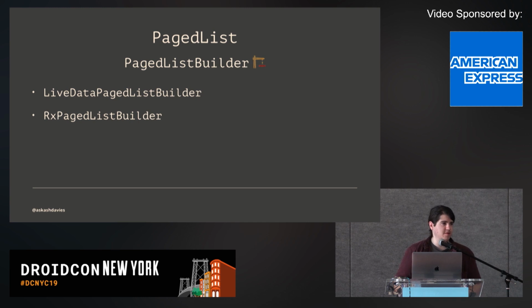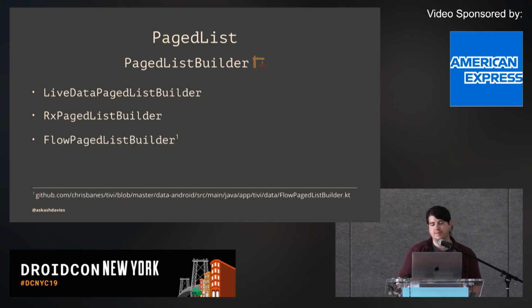And there's also another option, which is unofficial, but I quite like it myself. It's the Flow page list builder. This is for use with coroutines and the experimental flow. This is not actually in Jetpack, but it's on Chris Bain's TV application, and so you can find that on GitHub. The link's at the bottom. The slides will be at the end as well, so you can check links if you didn't catch them at all.